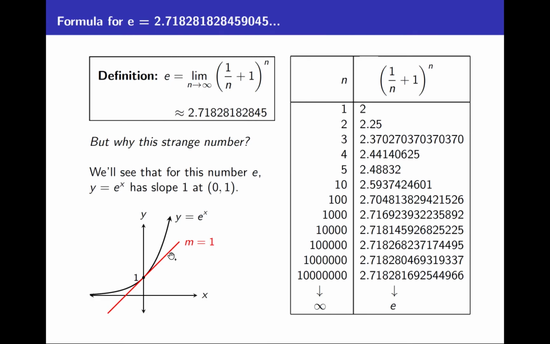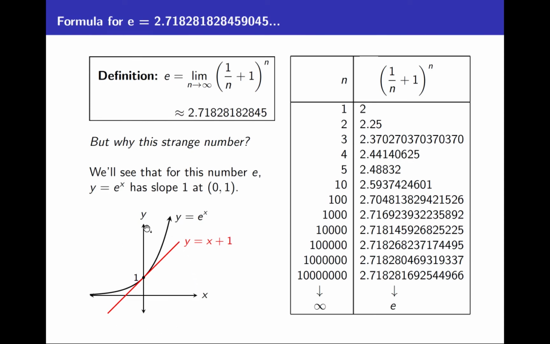But first I want to take a look at this red tangent line. Its y-intercept is 1 and its slope is 1. So if you look at that as an equation, it's the graph of the equation mx plus b, where m is 1 and b, the y-intercept, is also 1. This is the equation y equals x plus 1. And that'll be important for us on the next slide.